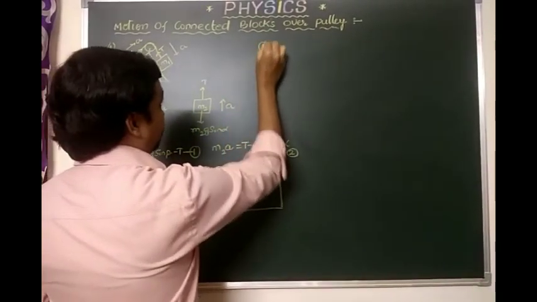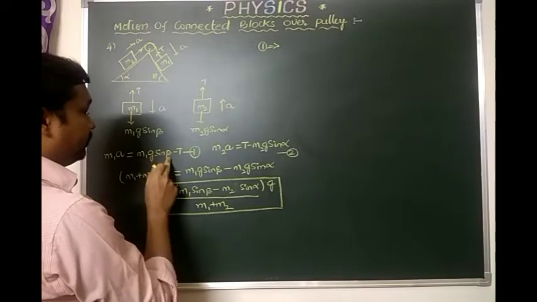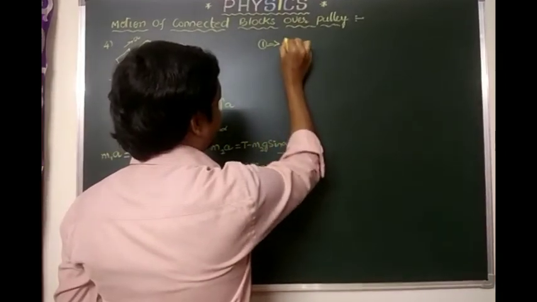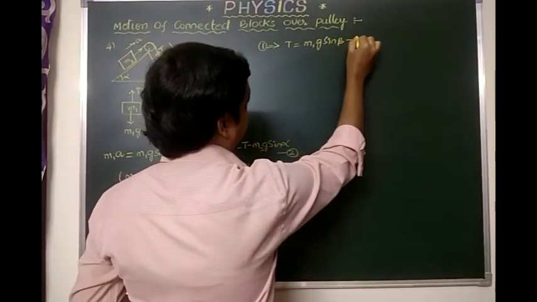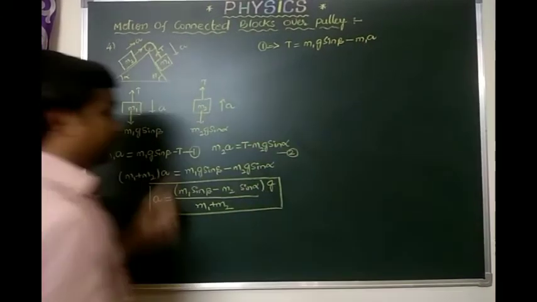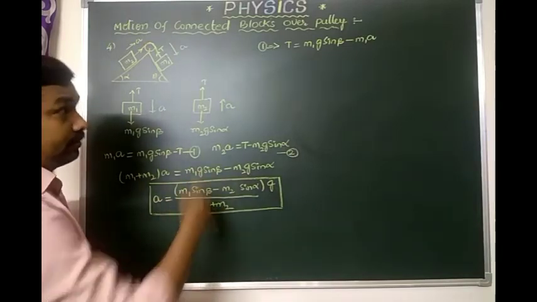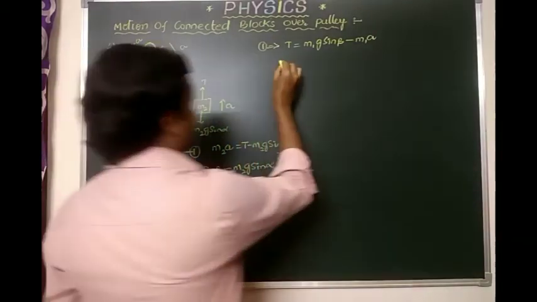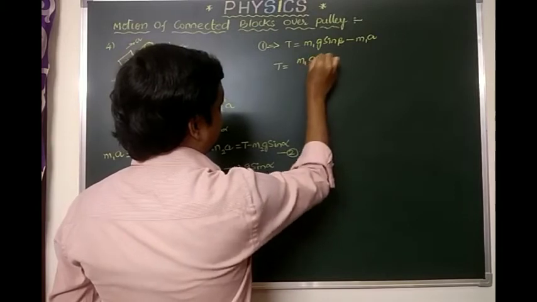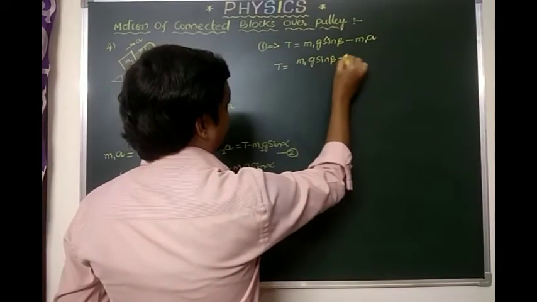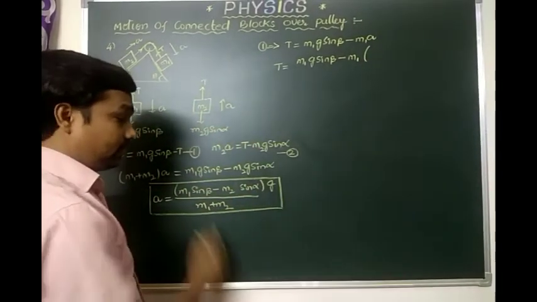From equation number 1 I am considering, so that tension T, we need to send it to the left, m1g sin beta minus m1a from equation number 1. Okay, what is A? A is nothing but this value. We need to substitute in that. This is the formula. So tension T is equal to m1g sin beta minus m1 times this complete term divided by m1 plus m2.